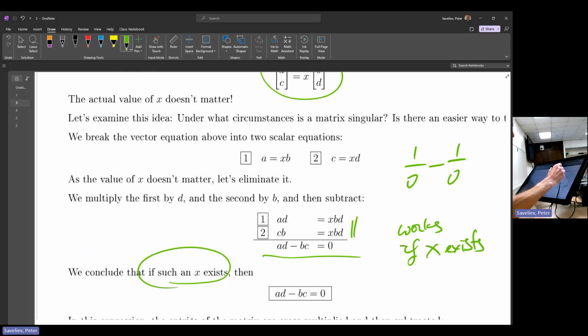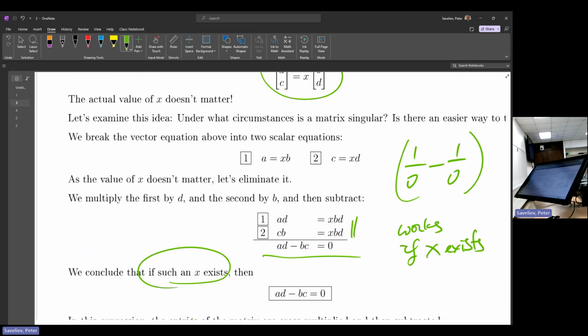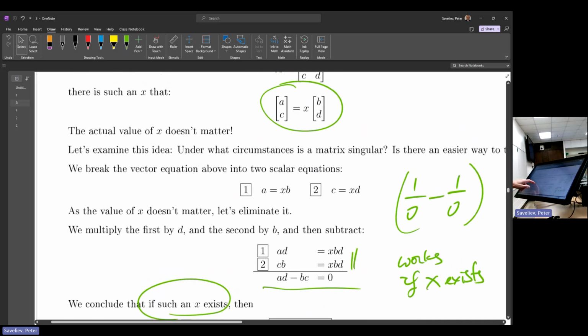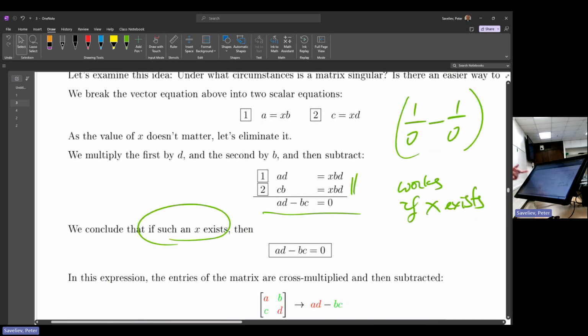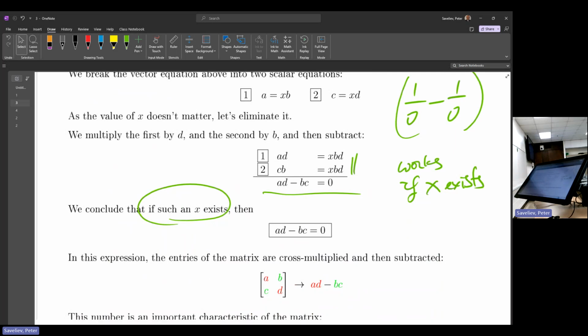A similar idea applies here. If X does not exist, this thing breaks apart. But if it does, it doesn't matter what it is. Everything works out. It turns out that if we assume the two columns of our matrix are multiples of each other, then AD minus BC is equal to 0, and that AD minus BC is called the determinant, because it does determine whether or not the matrix is singular.